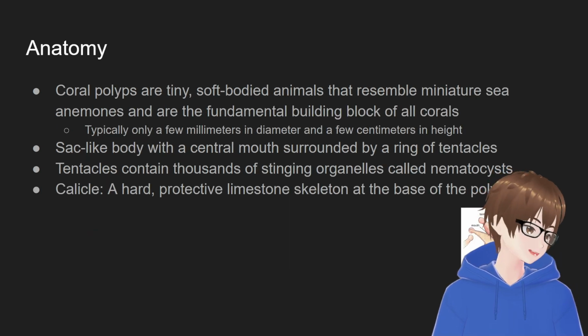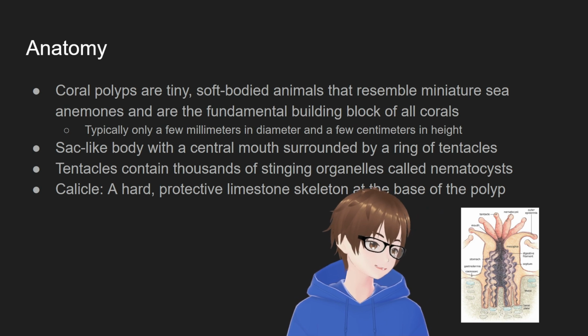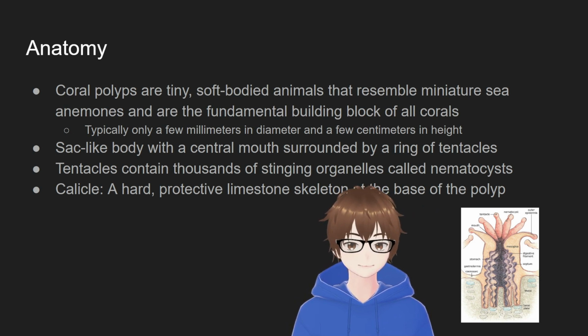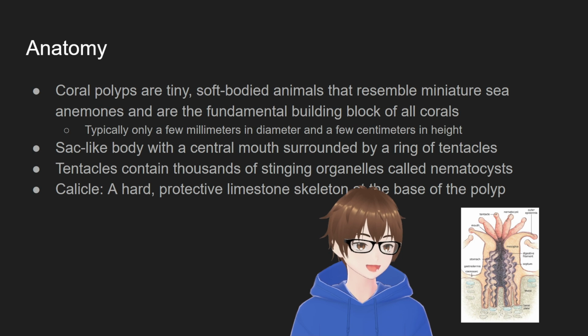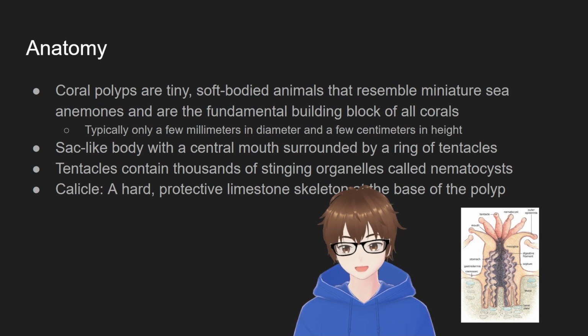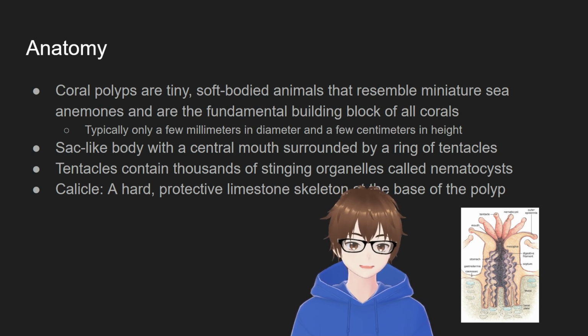Then we have the anatomy of a coral, or a coral polyp. Coral polyps are tiny soft-bodied animals that resemble miniature sea anemones, and they are fundamental building blocks to all corals. I have a picture here of one of these. You can see they have tentacles, nematocytes, stomachs, all the things that a living organism needs. Typically, they're only a few millimeters in diameter and a few centimeters in height. And their sac-like body has a central mouth surrounded by a ring of tentacles.